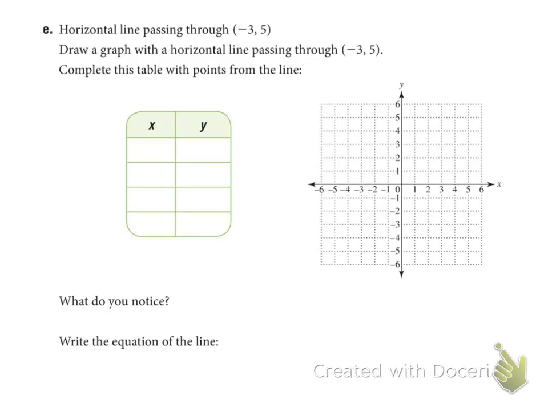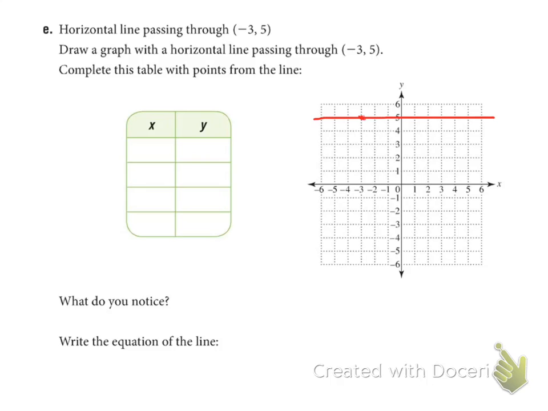Horizontal line passing through negative 3, 5. Draw a graph with the horizontal line passing through negative 3, 5. So we find negative 3, 5 is right there. We go left 3 and up 5. Horizontal line goes straight across. So there's our line. Complete this table with points from the line.